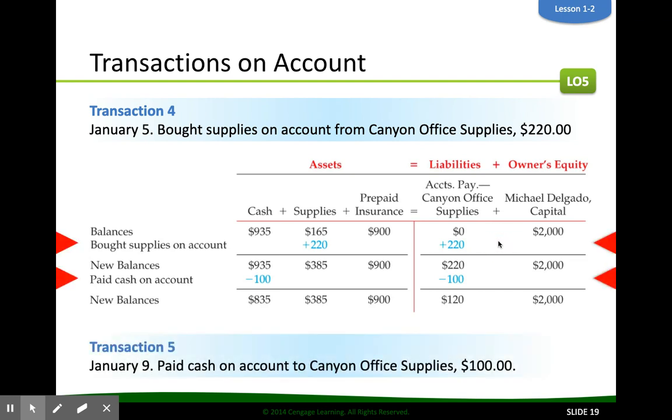The next transaction is when we are actually paying cash on account to Canyon Office Supplies. So we're paying cash. So we're going to decrease our cash account by 100. So negative 100 on the left. On the right side, negative 100 because we're going to decrease the amount that we owe Canyon Office Supplies by 100. So negative 100 on the left, negative 100 on the right, and we are in balance.